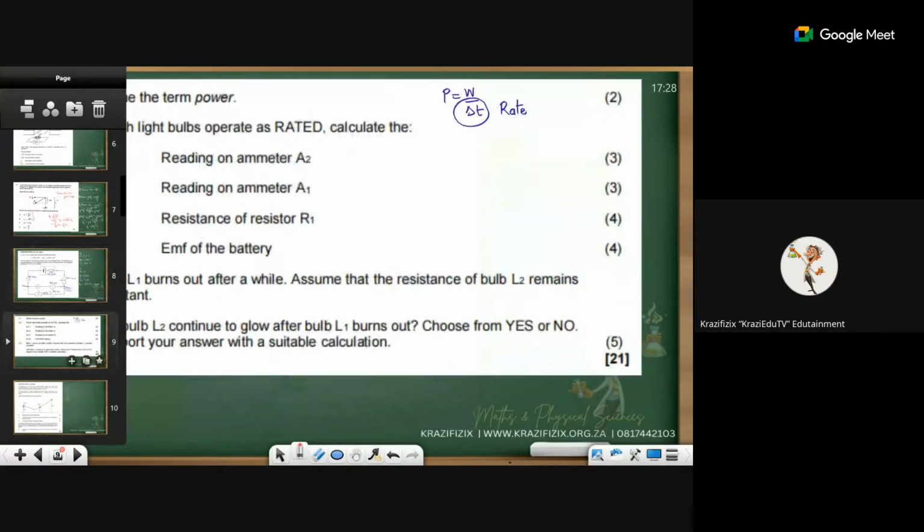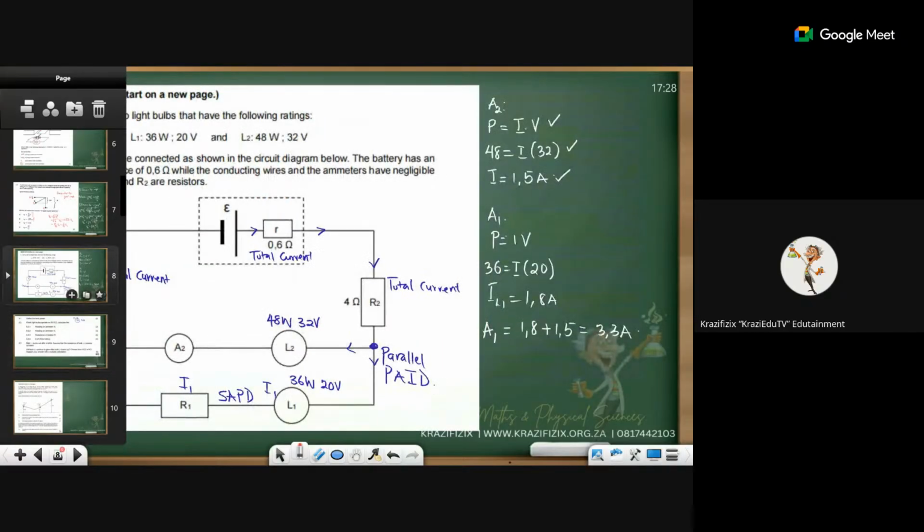All right, we're done with that. Resistance of R1. Let's come back. I think we've discussed it. You know, we are done already.